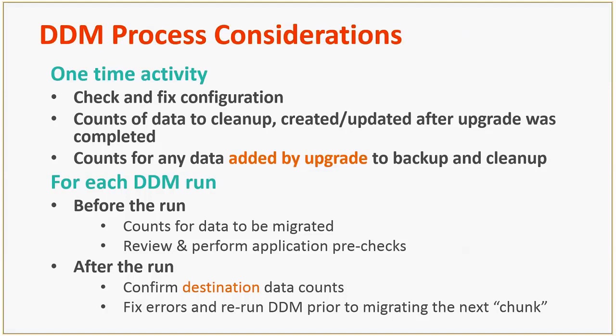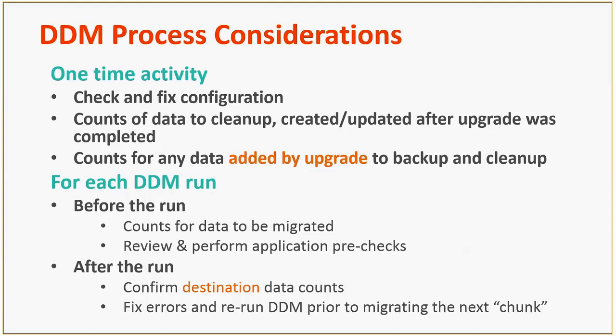So get those counts on the destination server based on your last upgraded date timestamp, right? And then clean it up. There are links in the documentation which will tell you exactly what you can do and how you can get this done, right? And then count for any additional data added by the upgrade. You back them up and clean up. So if you need any of that data, you can always import it back later after the final DDM run by generating new IDs for them, right?